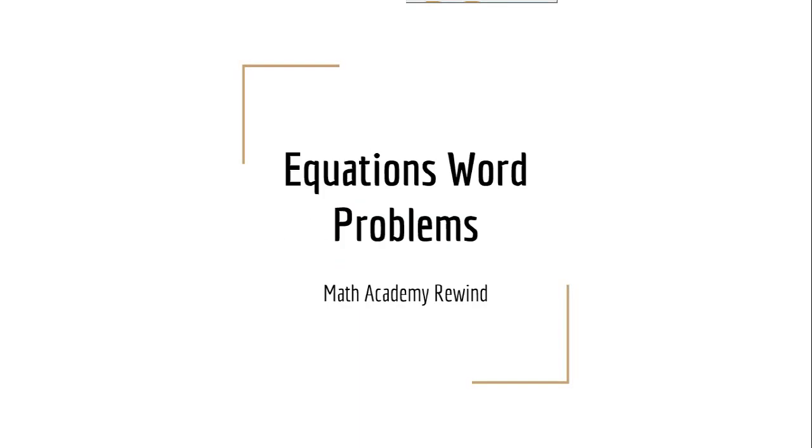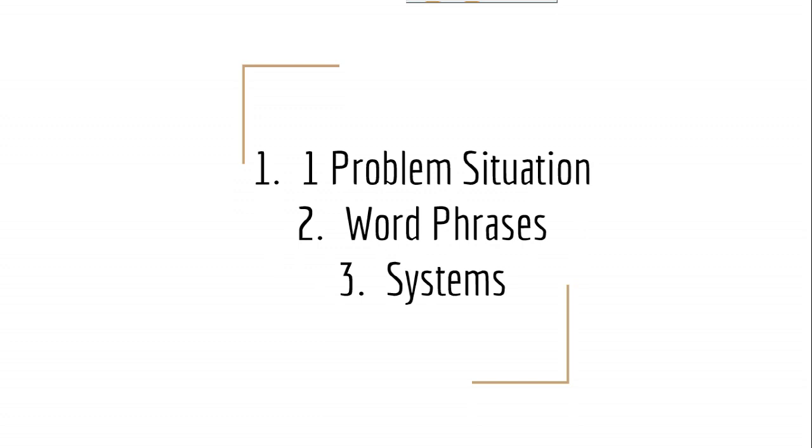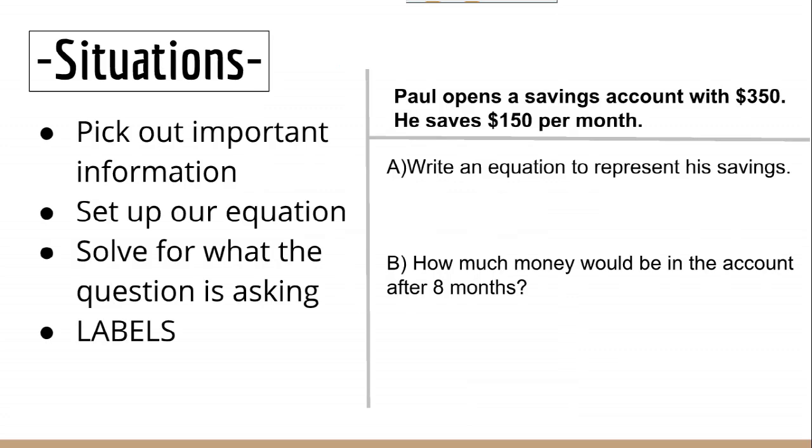Today we're going to look at equations from word problems. There are three different types of word problems we're going to look at. We're going to start off with just one problem situations, your basic word problem. Then we're going to go into word phrases where you have to write the equation and solve it. Then finally we're going to talk about systems of equations word problems. So let's get started with just basic situations.